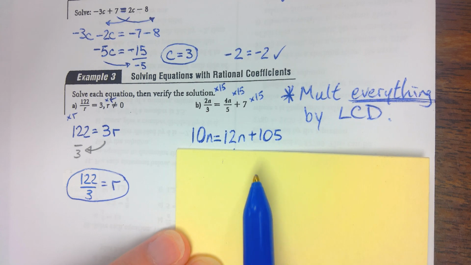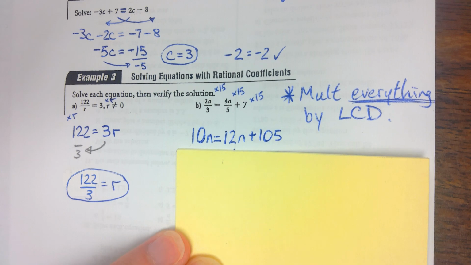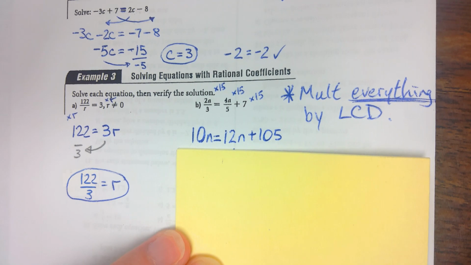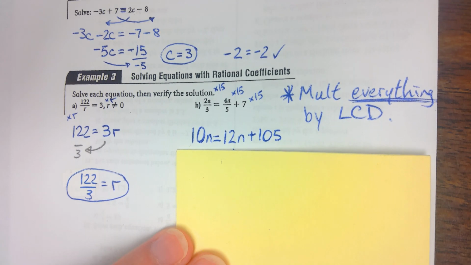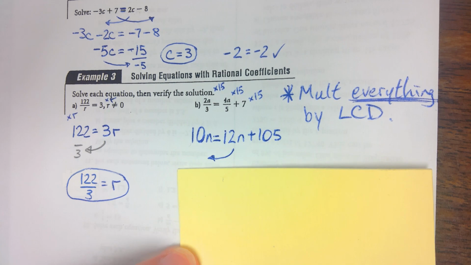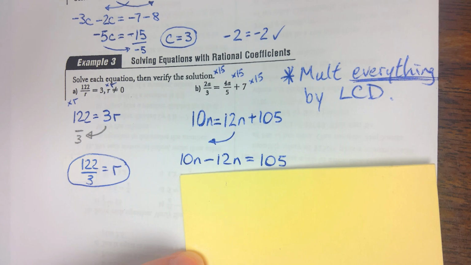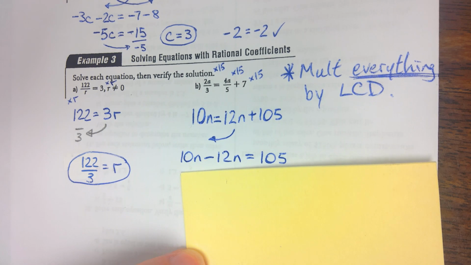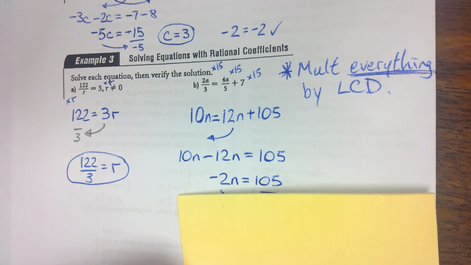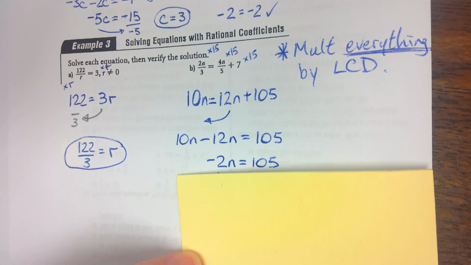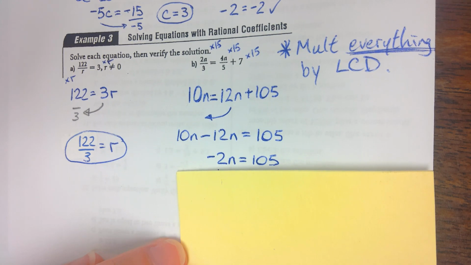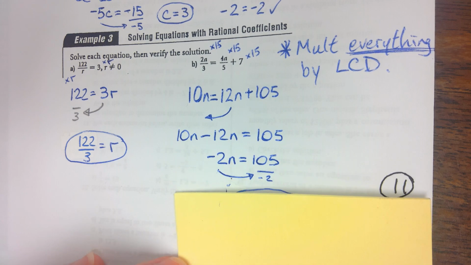So, Noel, can you help me finish up this question? What should I move to the left? The 12n, right? So when I move it, it becomes minus 12n. And then? Yep. And then my last step is to divide by -2.